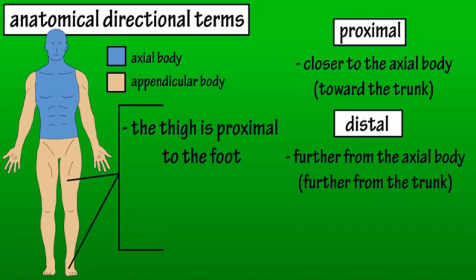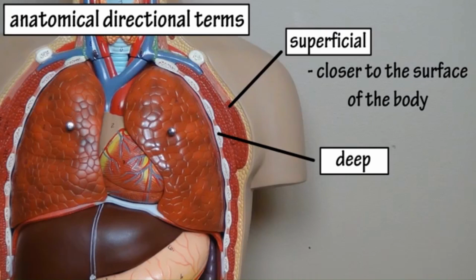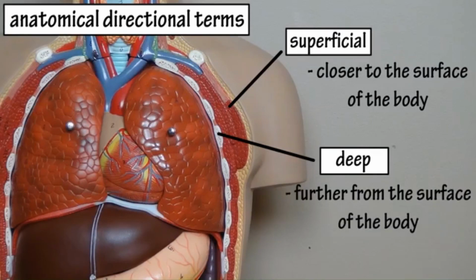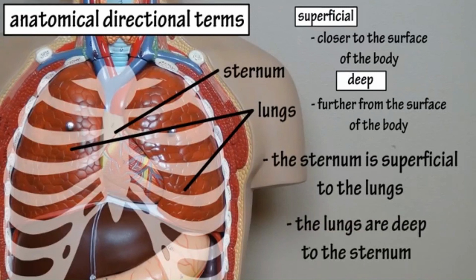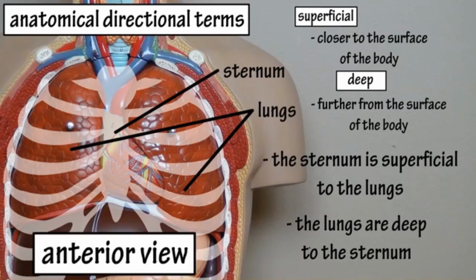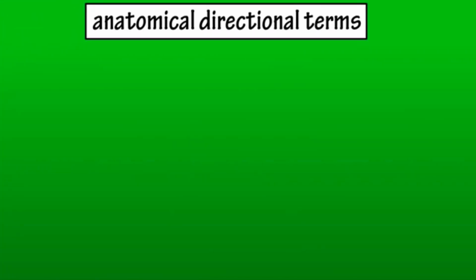So we would say the thigh is proximal to the foot, or you could say the foot is distal to the thigh. Superficial and deep are another set of directional terms. Superficial means closer to the surface of the body, and deep means further away from the surface of the body. So we would say the sternum is superficial to the lungs, or the lungs are deep to the sternum. Remember, this is the case when we're looking at the body from the front or anterior view, when it's in the anatomical position. And that would be the anatomical directional terms.